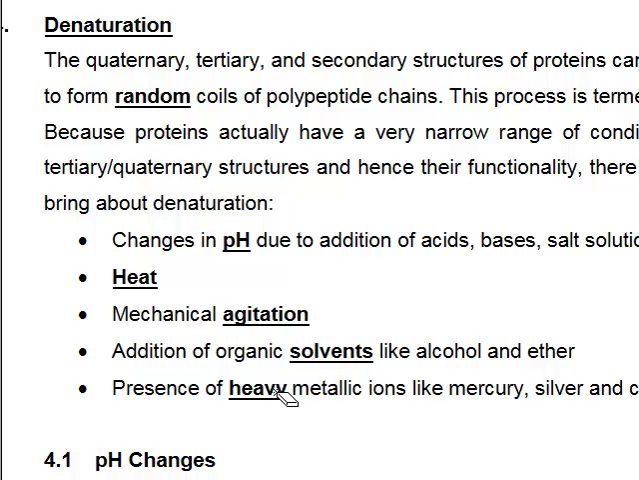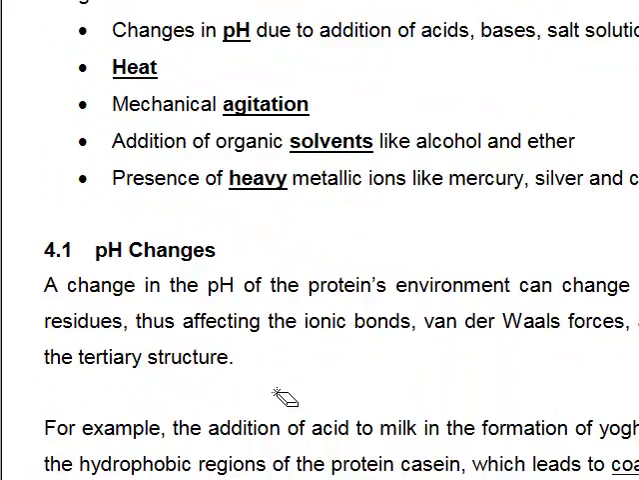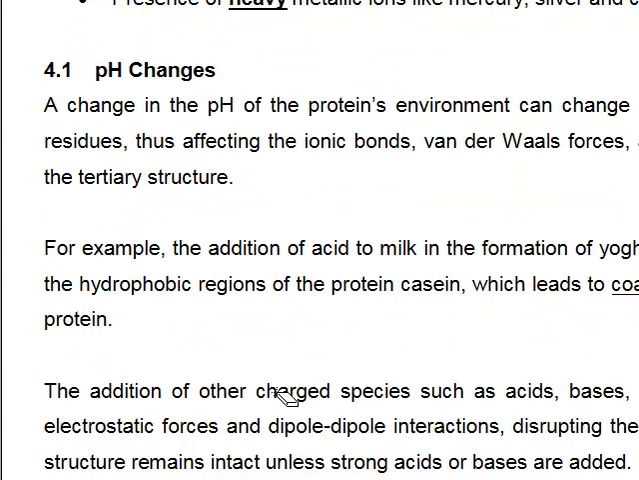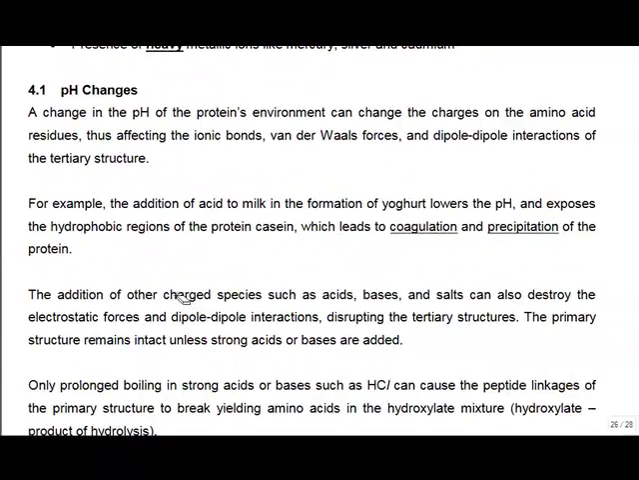Let's first look at pH changes. A change in the pH environment can have a lot of effect on the amino acid residue, as they contain the carboxylic acid group as well as the amino acid groups. So, when we have a change in pH, the ionic bonds, van der Waals forces, or dipole-dipole interaction can change, which will result in the unfolding of the tertiary structure. Some other effects include coagulation and precipitation of the protein.